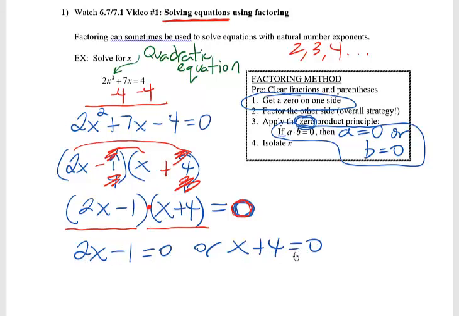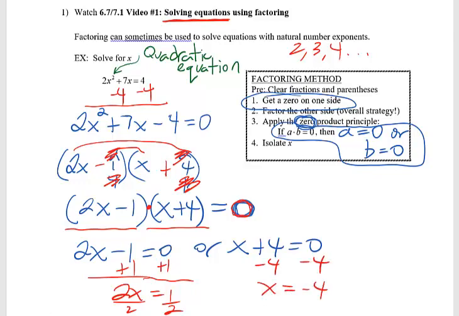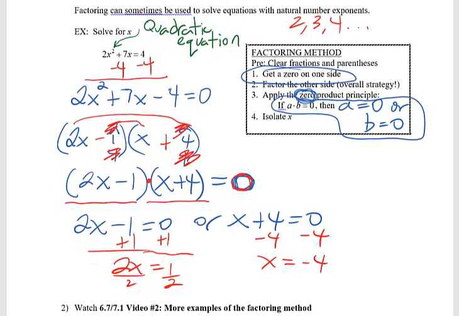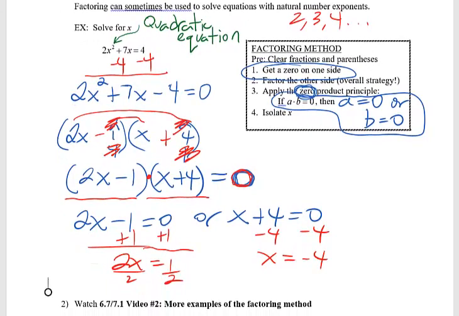Once you do this, you realize, okay, now I'm home free, because now I have two simple equations where I can easily isolate the x, and that's step 4. I just need to do that a couple of times here. Obviously, add the 1, divide by 2. One of my answers turns out to be x equals 1/2, and the other one turns out to be x equals -4.